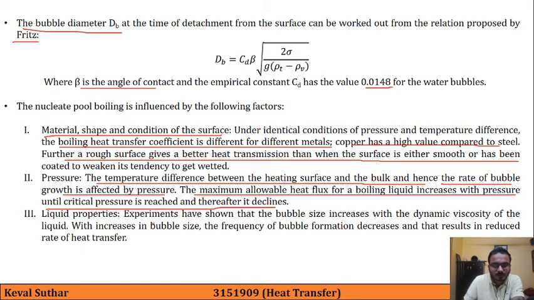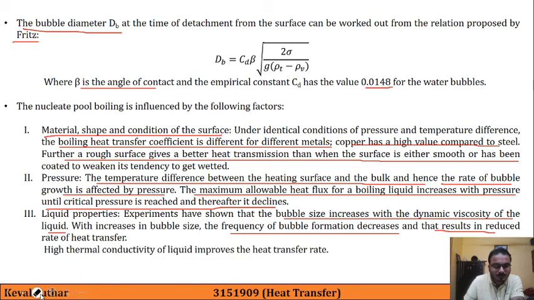Next is liquid properties. The bubble size increases with dynamic viscosity of the liquid. With increase in bubble size, the frequency of bubble formation decreases and hence the rate of heat transfer is reduced. High thermal conductivity of the fluid improves the heat transfer rate.